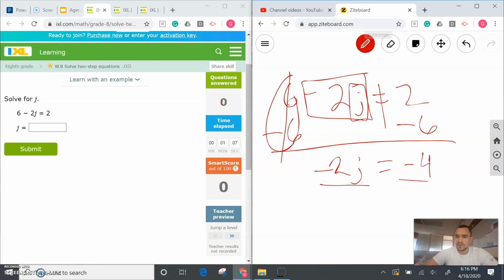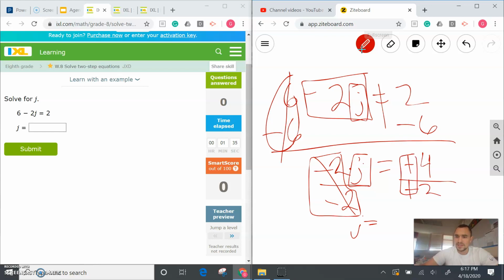So now, if I want to get this all by itself, I have to get rid of this negative 2. In a sense, I have to get rid of the negative 2 by dividing it, because this right here says negative 2 times j. I want to get rid of this negative 2 by making a giant 1. So I'm left with j equals negative 4 over negative 2. Well, I have two negatives. That makes that a positive. And 4 divided by 2 is going to equal 2. So j should equal 2.